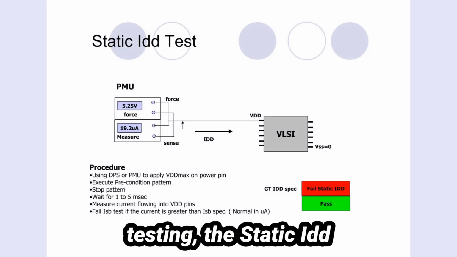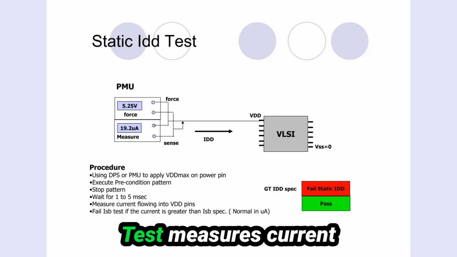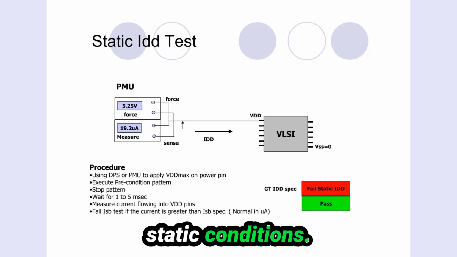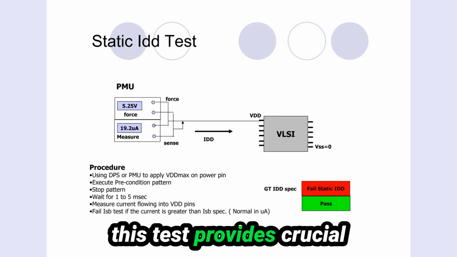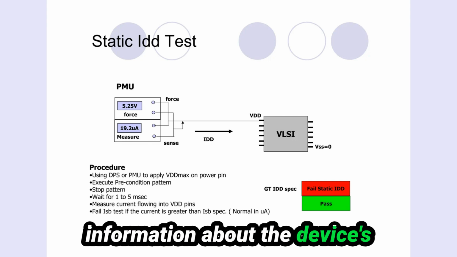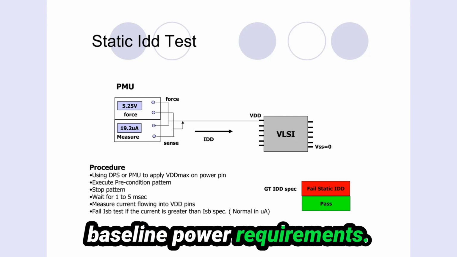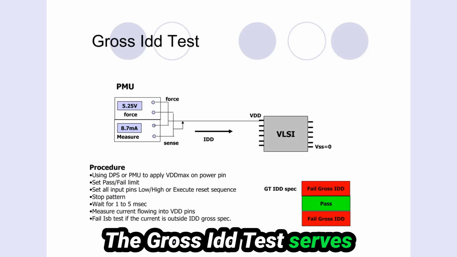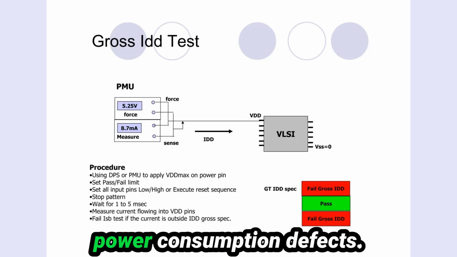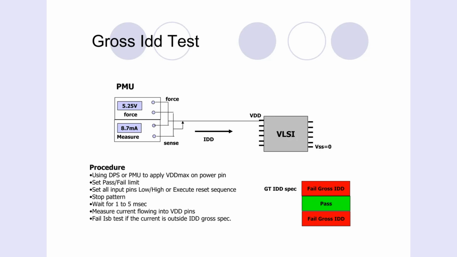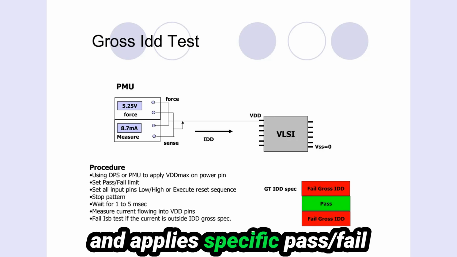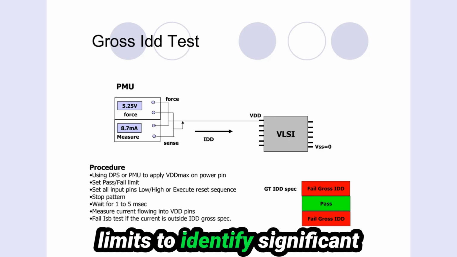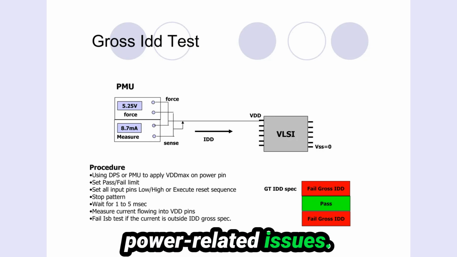Moving to power supply testing, the static IDD test measures current consumption under static conditions. Using VDD max conditions, this test provides crucial information about the device's baseline power requirements. The gross VDD test serves as a broad check for major power consumption defects. This test requires careful attention to pin conditioning and applies specific pass-fail limits to identify significant power-related issues.